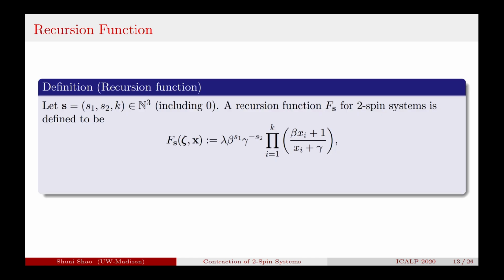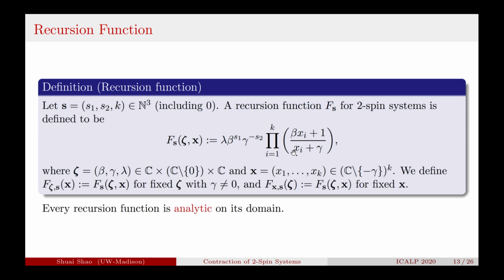So we formally define the recursion function. A recursion function for the two-spin system is defined as follows. And we know that this function is well defined and analytic when gamma is not equal to 0 and x is not equal to minus gamma. So we define its domain to be the following. And we know that the recurrence function is analytic on its domain.